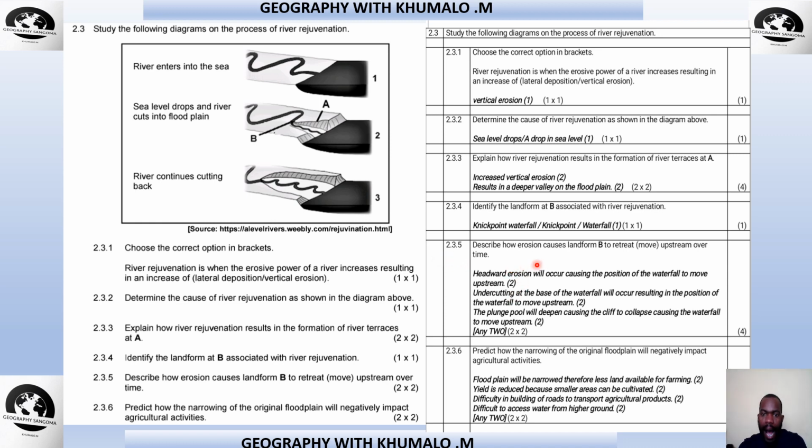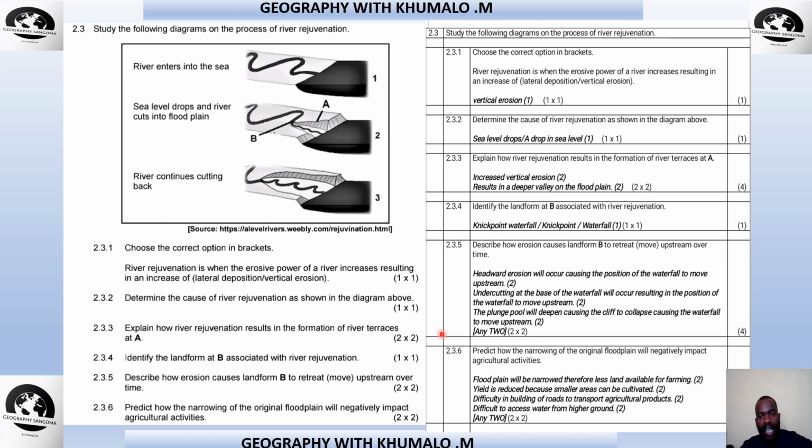2.3.5, it says describe how erosion causes landform B to retreat, which is to move upstream over time. The headward erosion will occur, causing the position of the waterfall to move upstream. You can also say the undercutting at the base of the waterfall will occur, resulting in the position of the waterfall moving upstream. The plunge pool will deepen, causing the cliff to collapse, causing the waterfall to move upstream. So those are the possible answers for 2.3.5.